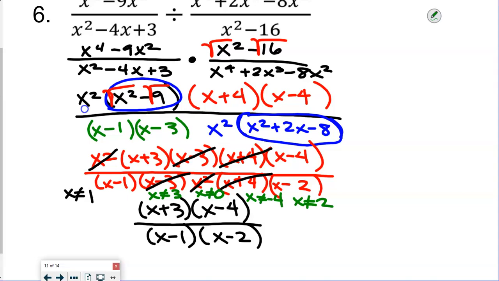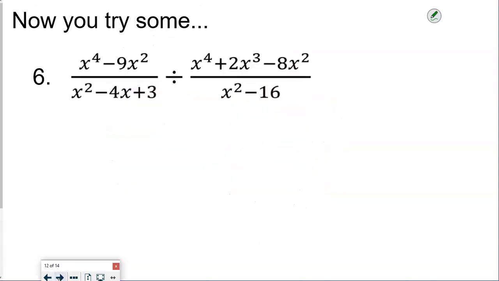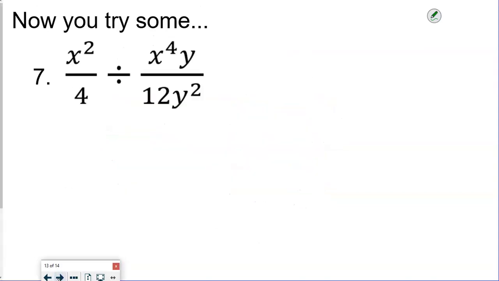All right, last one. Left an easy one for last. Okay? So keep, change, flip. That's our first step, right? So we're going to keep the x squared over the 4. We're going to change the sign and we're going to flip it.